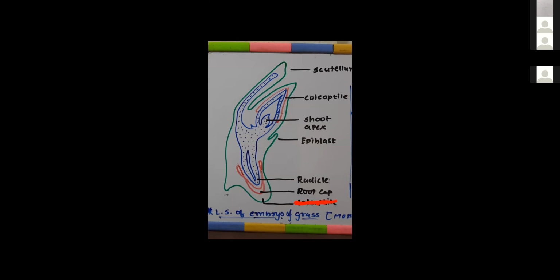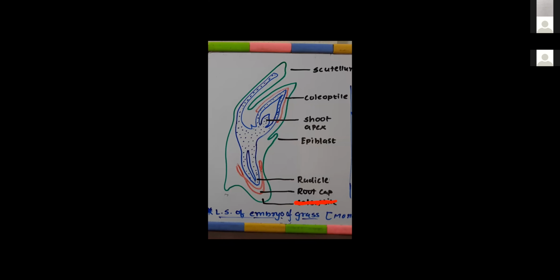Last one. Monocotyledonous embryo. Example, embryo of grass. Here is the longitudinal section of the embryo of grass, a typical monocot. They have a single cotyledon, first of all. In monocots, they have a single cotyledon. This single cotyledon is known as scutellum. You must have heard the term scutellum in 11th, if you remember.